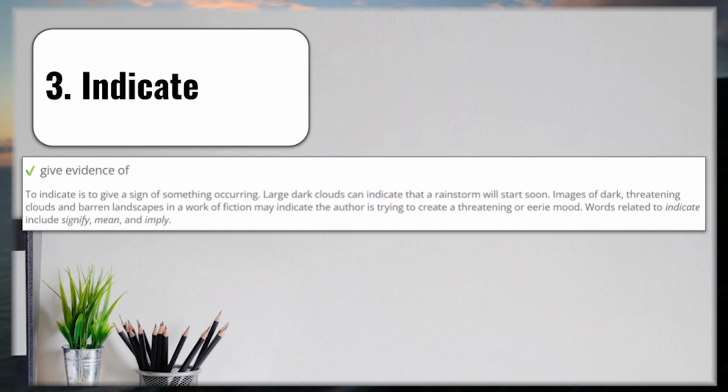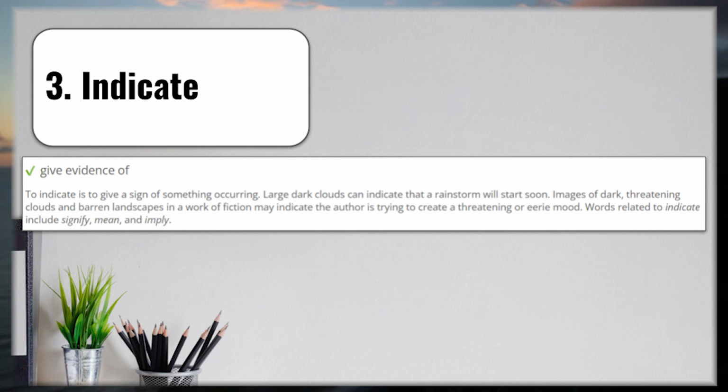If you're being asked to indicate something, you're being asked to give evidence of something or to point something out. To indicate is to give a sign of something occurring. Large, dark clouds can indicate that a rainstorm is going to start soon. Images of dark, threatening clouds in a barren landscape in a work of fiction may indicate or tell us that the author is trying to create a threatening or an eerie mood or atmosphere for their work.